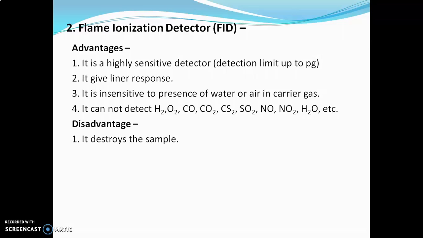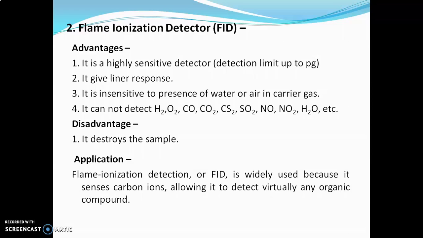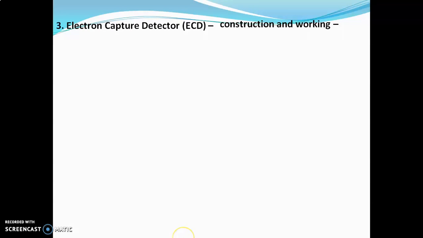Disadvantages of FID: it destroys the sample. Now applications of FID. Flame ionization detector or FID is widely used because it senses carbon ions, allowing it to detect virtually all organic compounds. Next is Electron Capture Detector, ECD, construction and working.